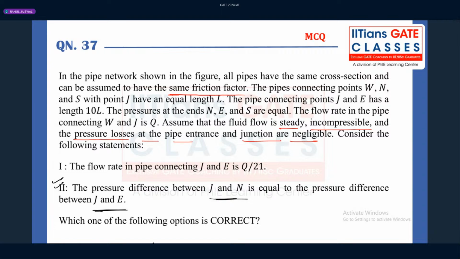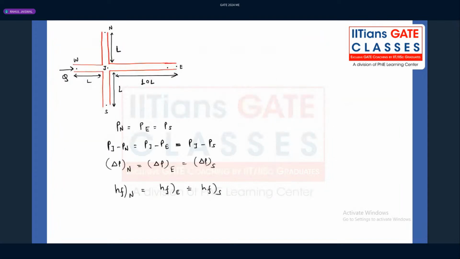Let us focus on statement number 1. What is the flow rate in the pipe connecting J and E? That means indirectly they are asking what is the flow rate over here. That means what is the QE? As they have mentioned Q by 21, whether it is correct or not, let us see. When the head loss is same and the friction factor is same, friction factor in N pipe, E pipe, S pipe, all are same. So what we can get from here, guys?